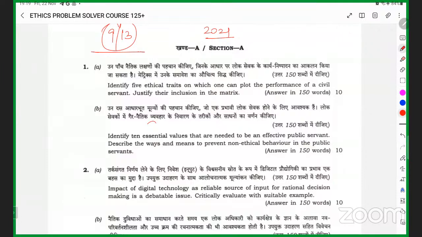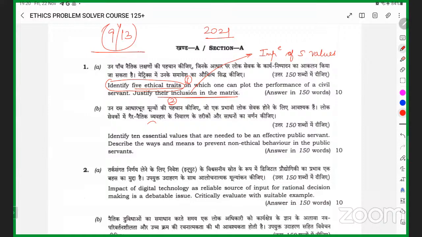Let's see the first question. Identify 5 ethical traits on which one can plot the performance of a civil servant. Justify their inclusion in the matrix. So there are 2 parts in this question. The first one is asking you to identify five ethical traits. And second, you have to justify their inclusion in the matrix. Basically, it is asking about the importance of these five values.